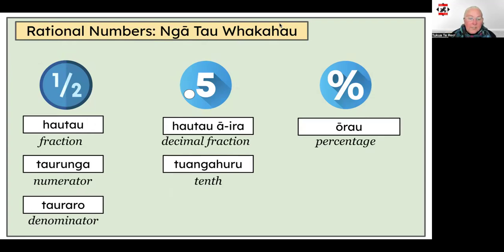Our 3 types of rational numbers now: koutou, fractions; koutou ngahuru, decimals or koutou aira; and oro, percentages. I've included the words here for numerator and denominator as well because I think they're pretty awesome. A great way to remember the parts of a fraction: taurunga, or literally the number above, is the numerator, and tauraro, the number below, is our denominator.